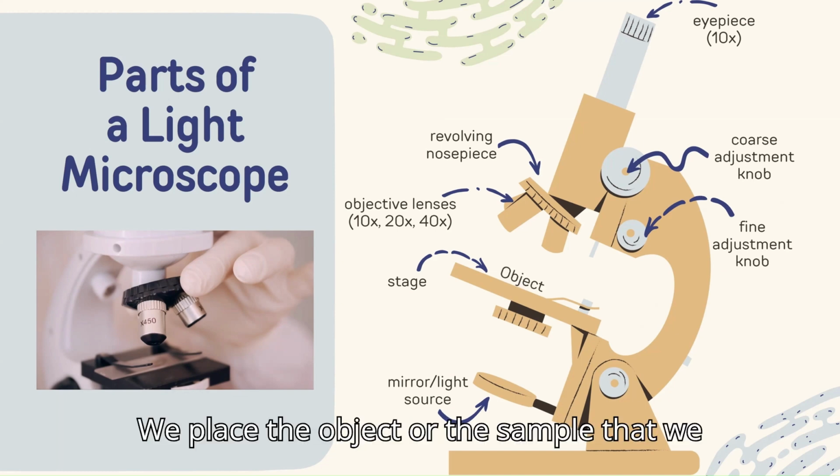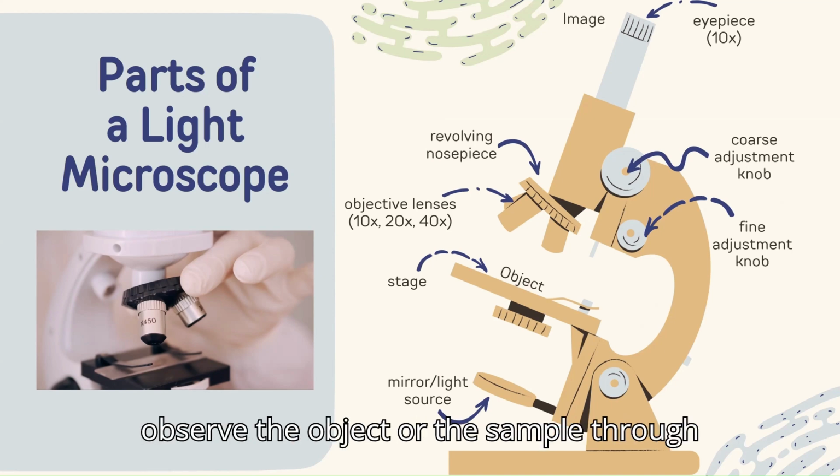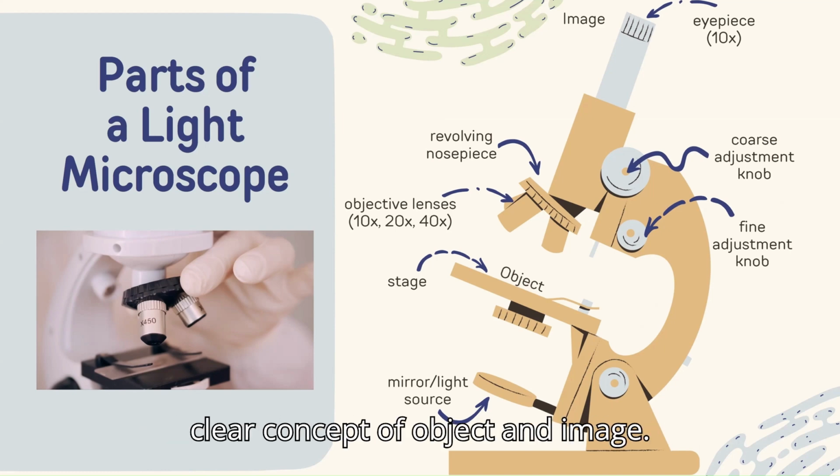We place the object or the sample that we want to observe on the stage of the microscope, and the image is how we observe the object or the sample through the eyepiece. So make sure you have a clear concept of object and image.